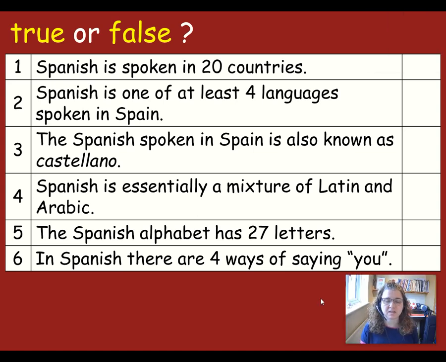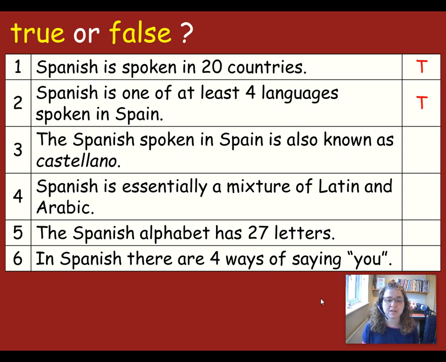Okay, let's have a look at the answers then. So, number one, Spanish is spoken in 20 countries. That is true. Yes, it is. So, question number two, Spanish is one of at least four languages spoken in Spain. Of course, the majority of people do speak Spanish, but there are also some regional languages. There's Catalan, there is the Basque language, and there is also Galician, which is called Gallego, which is spoken by a lot of people. And there are also some smaller languages as well. So, that one is true.